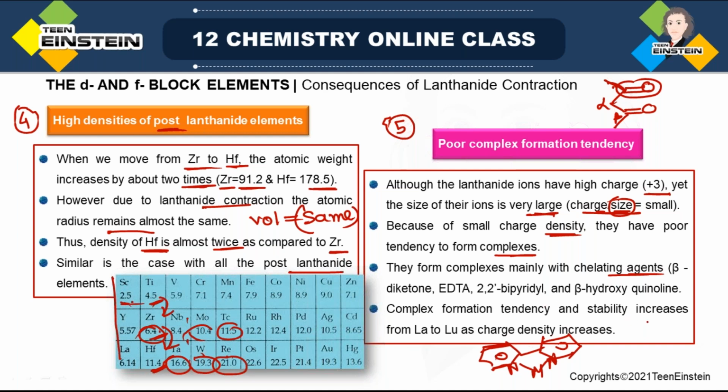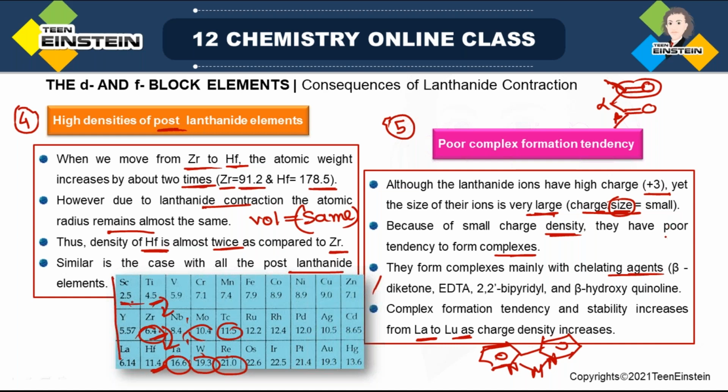So complex formation tendency and stability will increase from La to Lu, and the reason is that charge density increases. So that is the first 3 points. They are saying that complex formation tendency is poor, but we are discussing the consequence of lanthanide contraction. So what is the consequence? Though in general their complex formation tendency is poor, if it is asked what the trend is as we move from La to Lu, the complex formation tendency as well as stability both will increase because charge density increases.